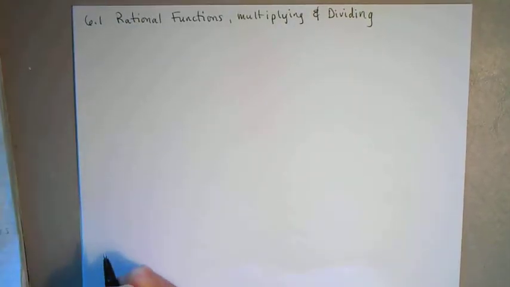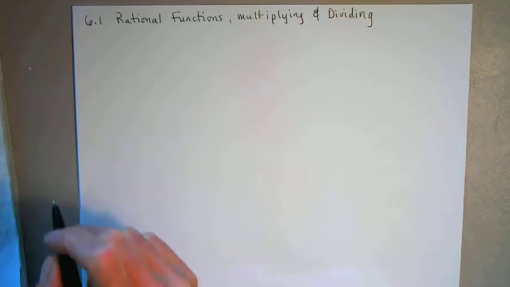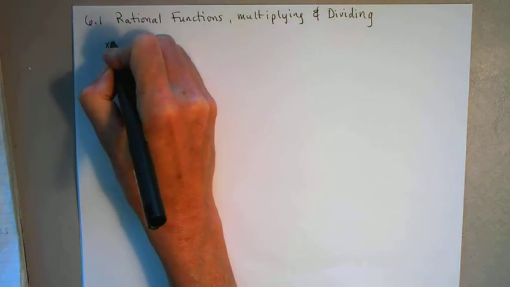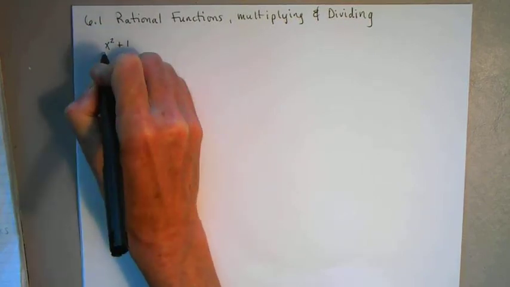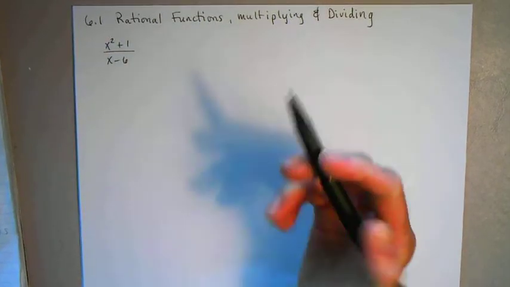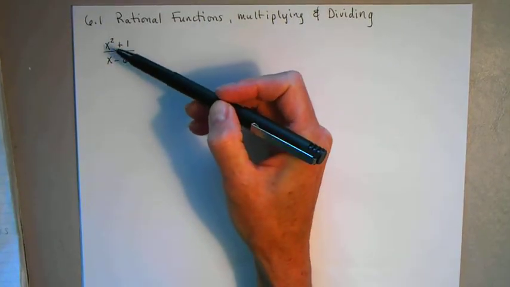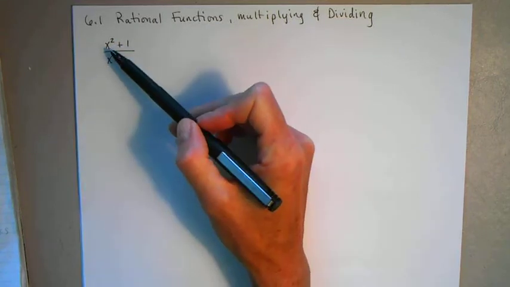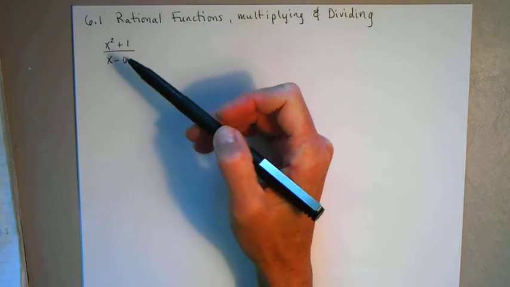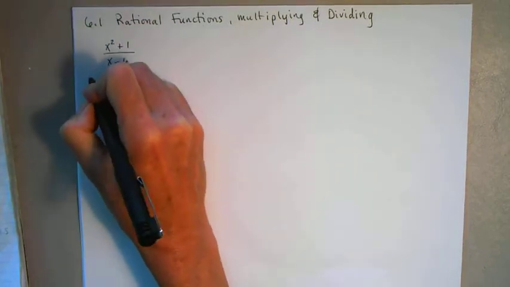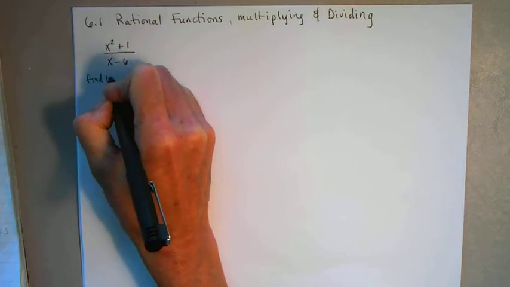6.1, we are talking about rationals, and we're going to multiply and divide them. To start out with, they give you an example of a rational function like this. A rational function is one where you have a fraction with x's or variables in the numerator or the denominator. So x's in a fraction, and what they want you to do first is find the domain.